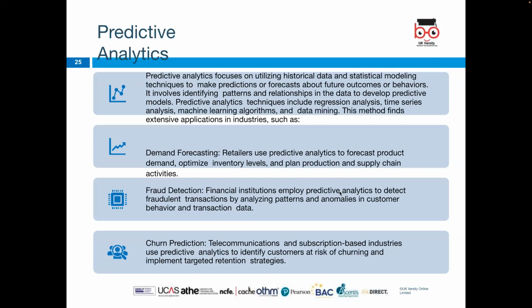Fraud detection. Financial institutions employ predictive analytics to detect fraudulent transactions by analyzing patterns and anomalies in customer behavior and transaction. We obviously can know that most top banks like Barclays, Santander use this kind of fraud detection to detect fraudulent transactions. So they analyze the patterns and anomalies in customer behavior and transaction data.